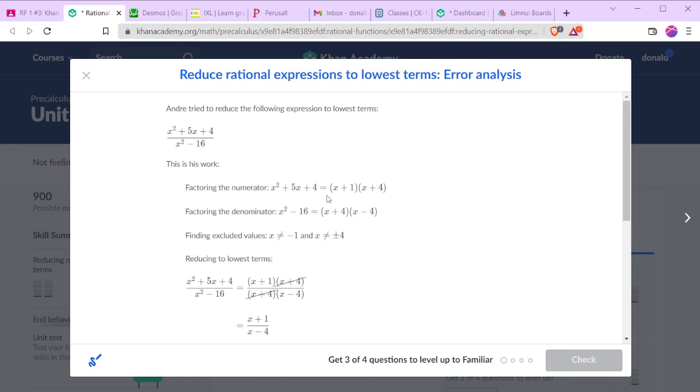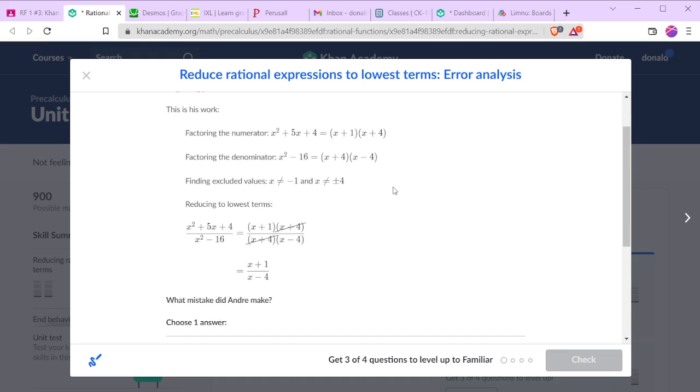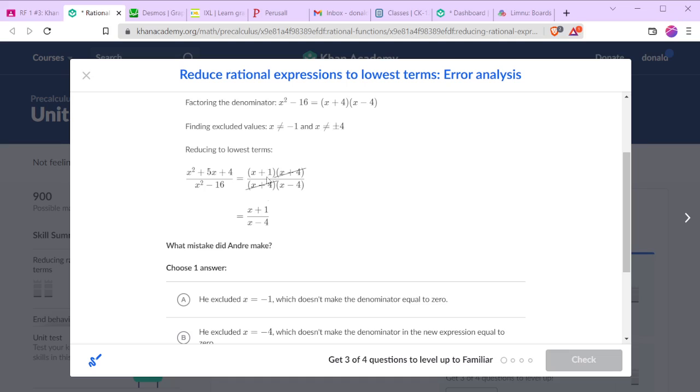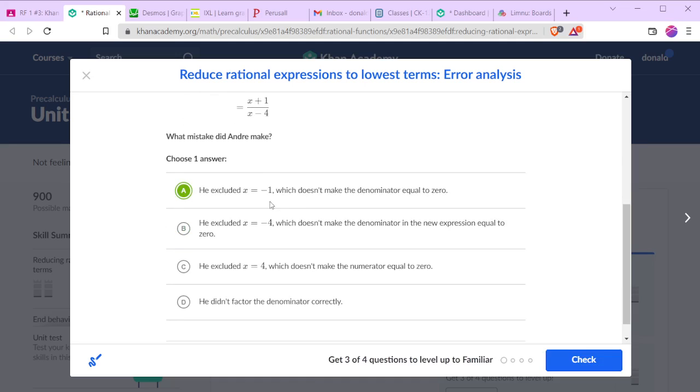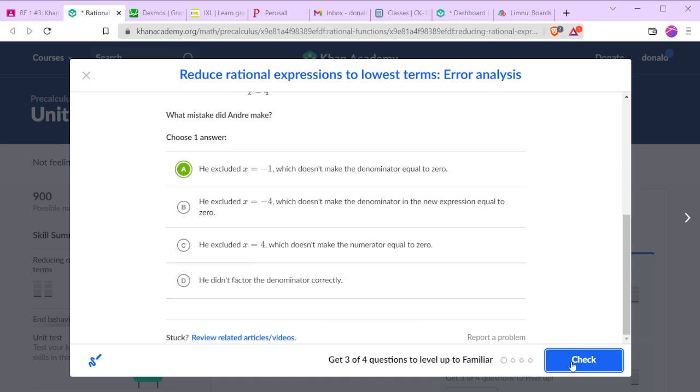The -1 in the numerator is false. We never get our excluded values from the numerator. Anything there is allowed. So beyond that, his work is correct. His mistake is that he excluded a value that did not need to be excluded.